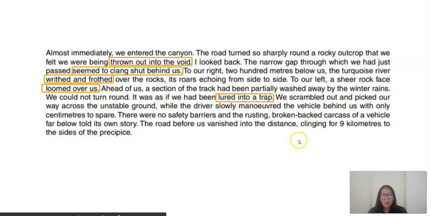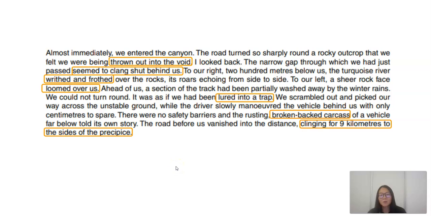Okay, "so we scrambled out and picked our way across the unstable ground while the driver slowly maneuvered the vehicle behind us with only centimeters to spare. There were no safety barriers, and the rusting, broken-backed carcass of a vehicle below told its story." So of course, the broken-backed carcass, this would be the surrounding, right? You want to be careful to pick out words that both describe the road and the surrounding, because that's the instruction, right? So this is one for the surrounding. "And the road before us vanished into the distance, clinging" so another one for the road, "clinging for 9 kilometers to the sides of the precipice." So this is a really beautifully written paragraph.